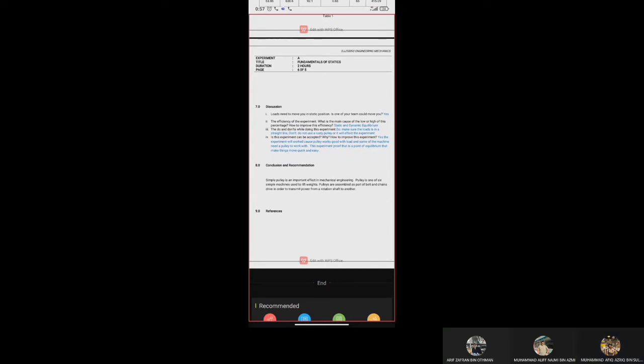Conclusion: the pulley is an important element in mechanical engineering. Pulley is one of the 6 simple machines used to lift weight. Pulleys are assembled as part of belt and chain drives in order to transmit power from one rotating shaft to another.